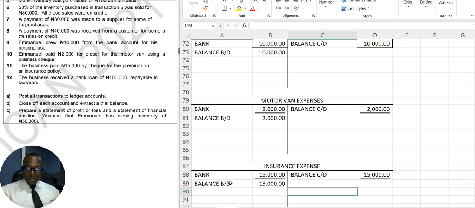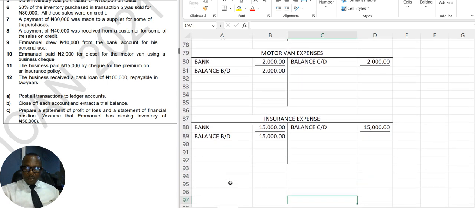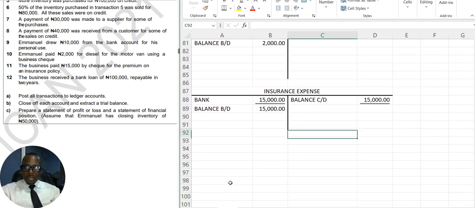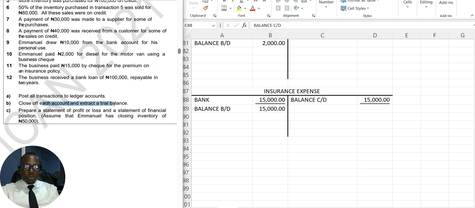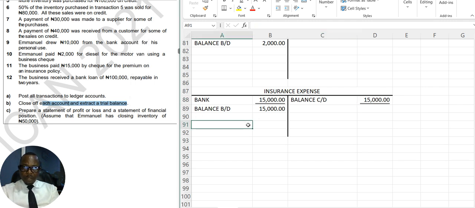Alright, the next thing you're looking at is what? What's the next thing on that table? Okay, that seems to be the end of closing off of each account. So we just finished answering this particular line. So we should close off each account and extract a trial balance. So the next assignment for us to do is to extract a trial balance. All right.